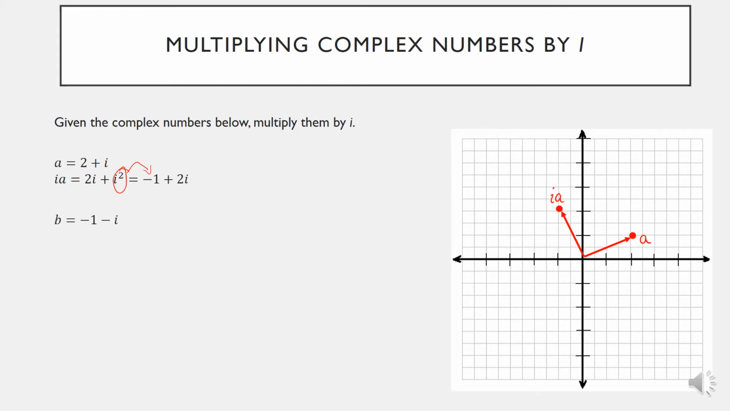Let's try it with a different one, and we'll figure out what's happening. So minus 1 minus i is down here, so this is b. And multiplying it by i, we get that.